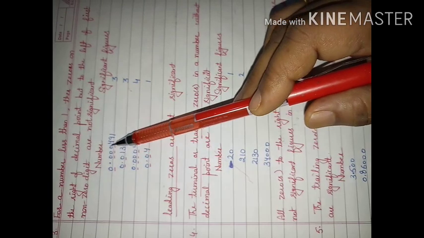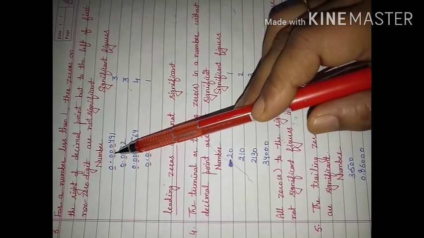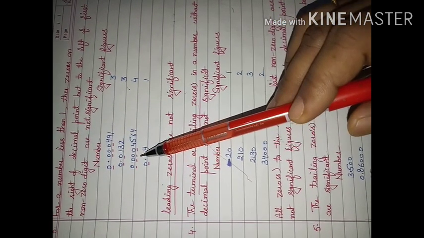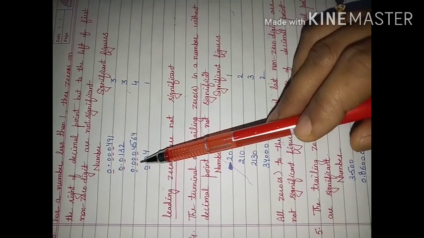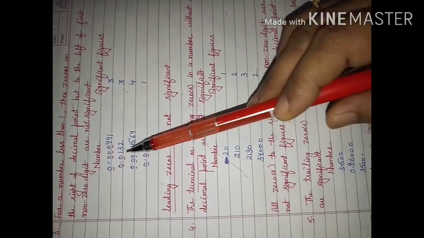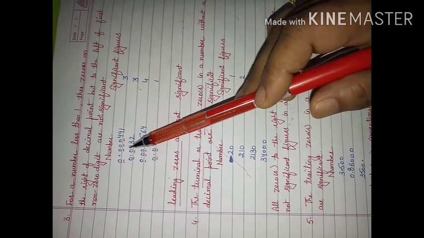So if your number is going to be less than 1, then these leading zeros are of no significance for us. It means we will not consider them to be significant digits.